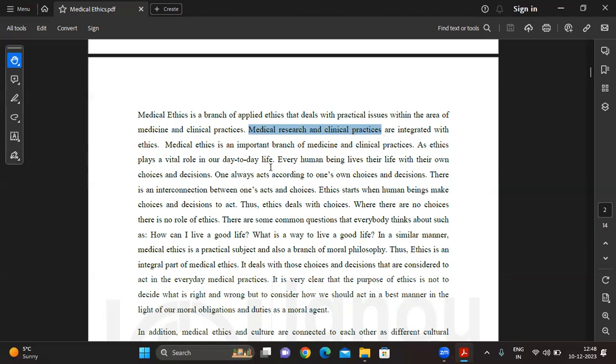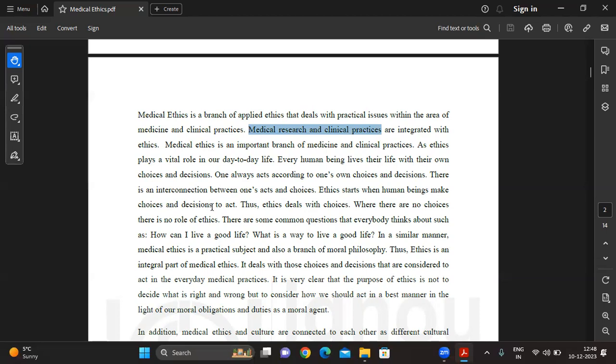in our day-to-day life. Every human being lives their life with their own choices and decisions. One always acts according to one's own choices and decisions. There is an interconnection between one's acts and choices. Ethics starts when human beings make choices and decisions to act. मतलब हम हमेशा we are making choices and decisions all our life.